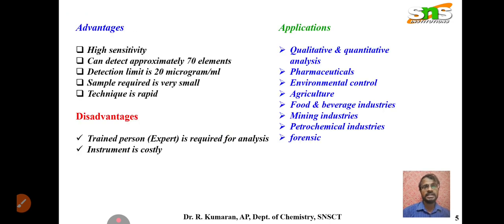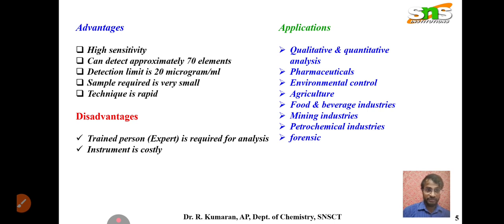So what are the advantages and disadvantages, and where can it be applied? The advantages of AAS: it is highly sensitive, so it can reveal exactly what the sample has. Due to the sensitivity, it can also be carefully handled, and the result for the sample would be maximally pure. It can detect approximately 70 elements. Research has proved that approximately 70 elements have been detected so far through this AAS. And there is a detection limit for AAS, in order to avoid error in the instrument: 20 micrograms per liter, we shouldn't use more than that.